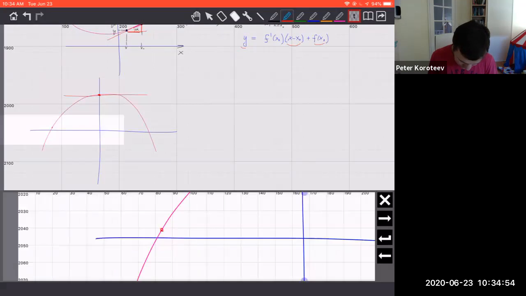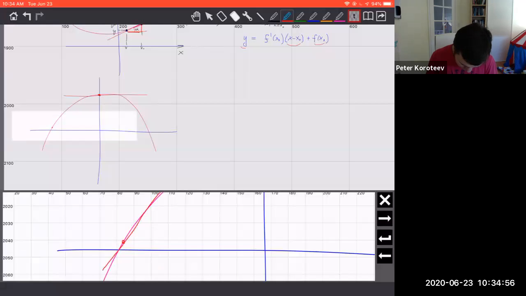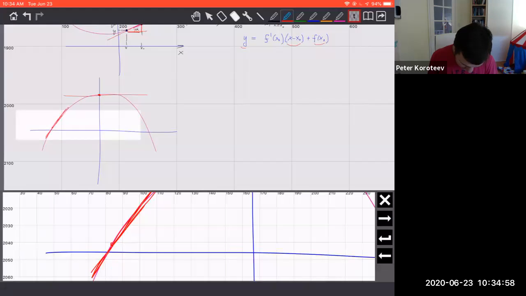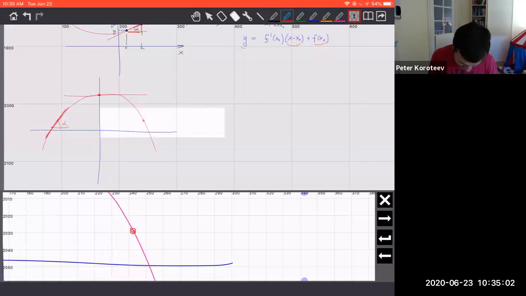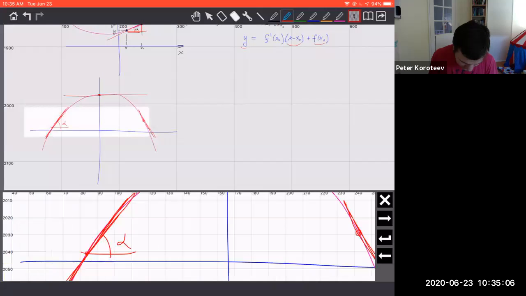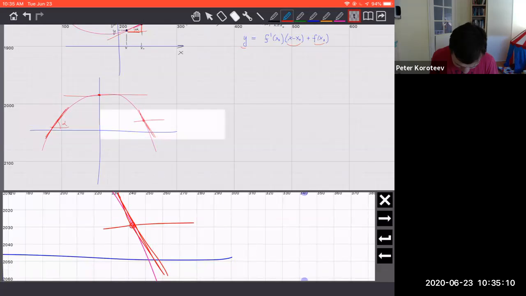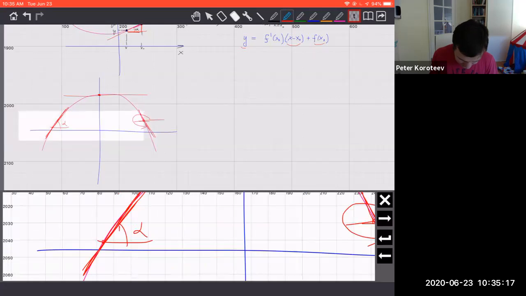And then here, tangent lines make a positive angle, an angle between 0 and pi over 2. Here they make this angle, right? So remember, you always count angles counterclockwise. So you start from the horizontal line, and then you count it counterclockwise here.